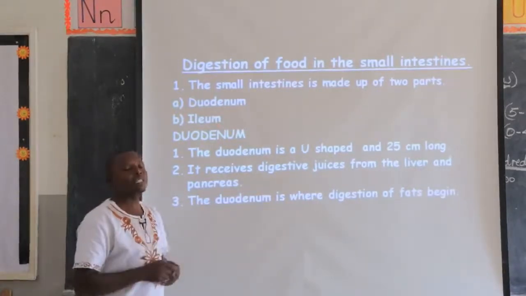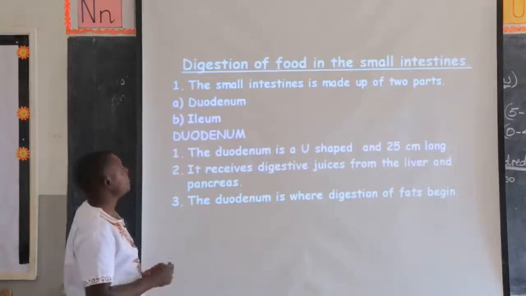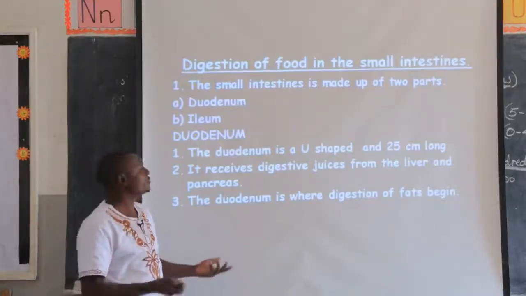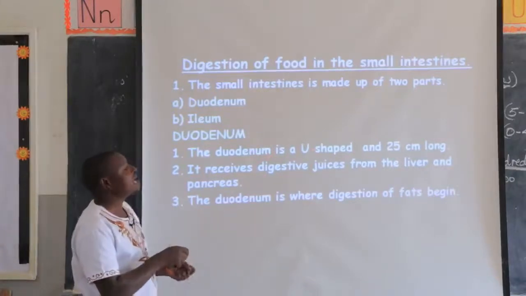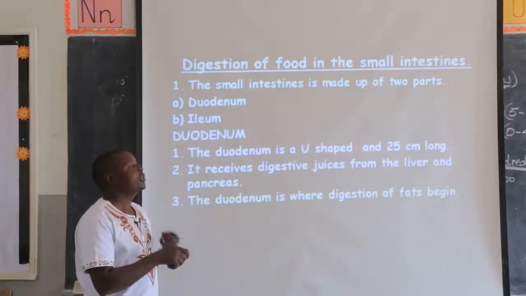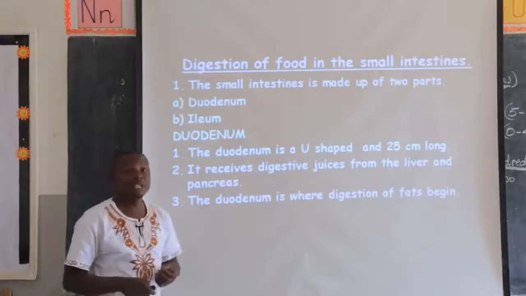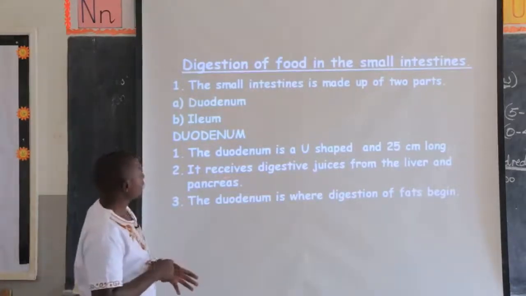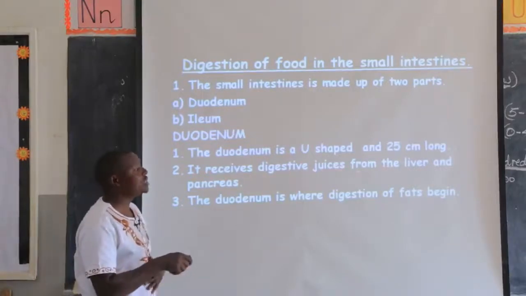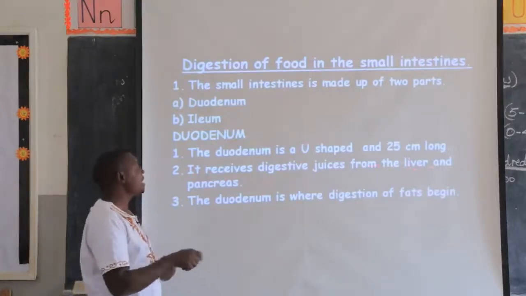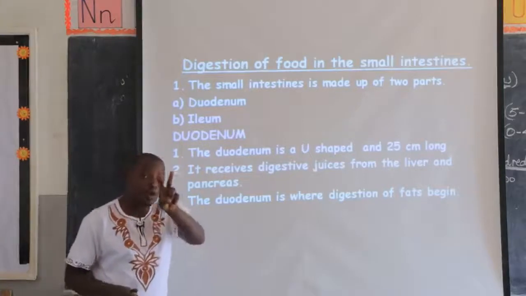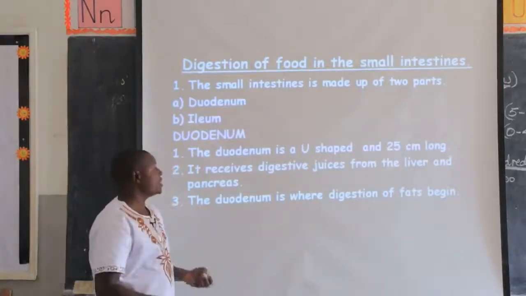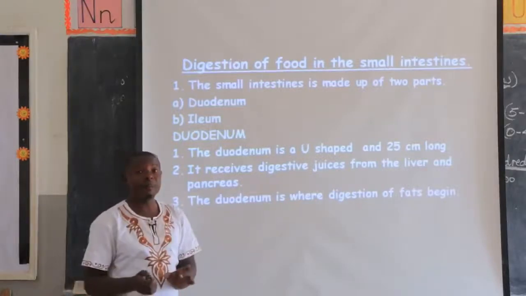First, we shall look at the duodenum. What is important about the duodenum in the digestion of food? One, the duodenum is U-shaped and 25 centimeters long. Two, it receives digestive juices from the liver and the pancreas. So there are two organs that supply digestive juices to the duodenum.